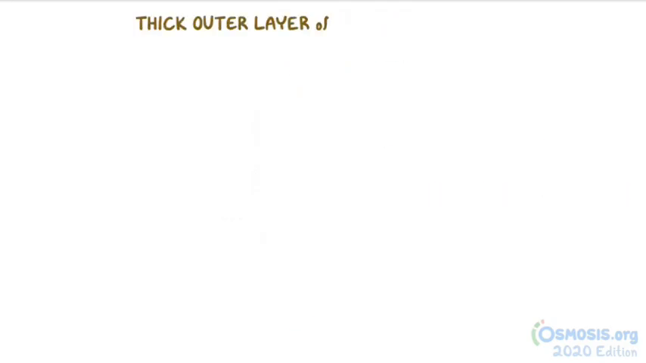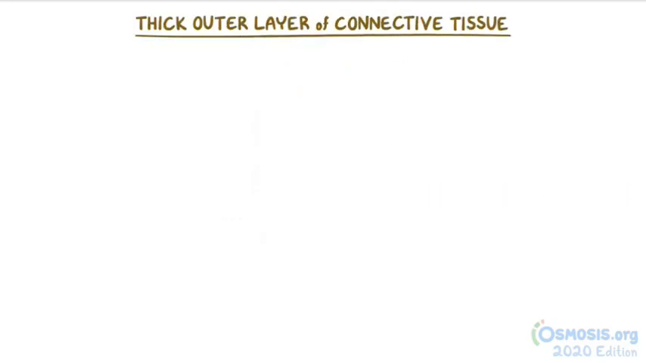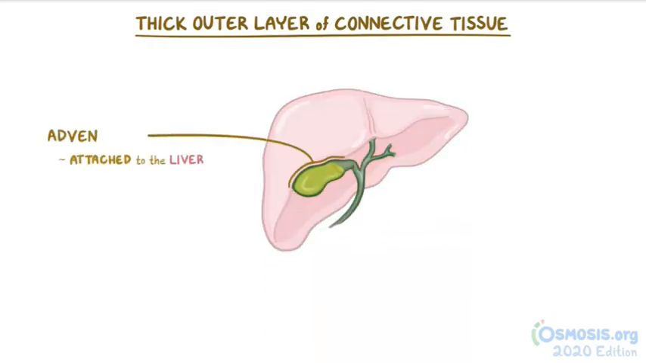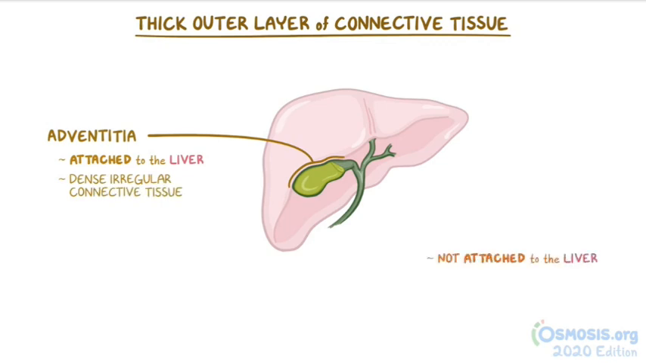The thick outer layer of connective tissue is different depending on the section of the gallbladder we're looking at. The portion of the gallbladder that's attached to the liver has an external adventitia that's meant to attach the gallbladder to the liver, which is why it's mainly composed of dense, irregular connective tissue. The portion of the gallbladder that's not attached to the liver is covered by an external layer called the external serosa.